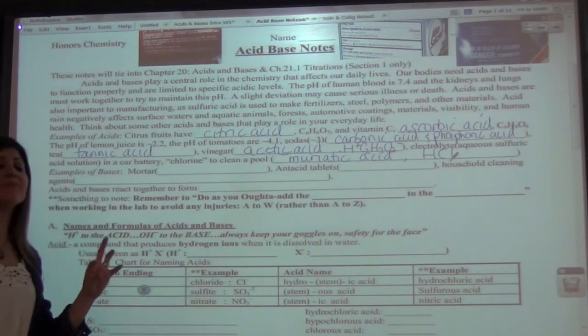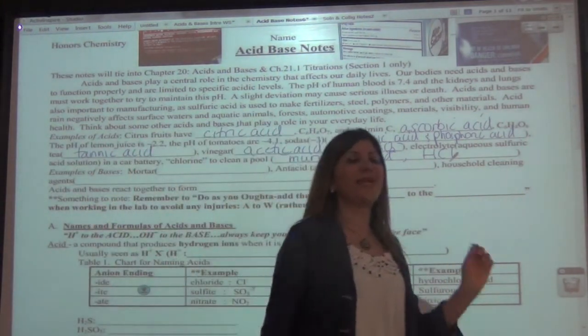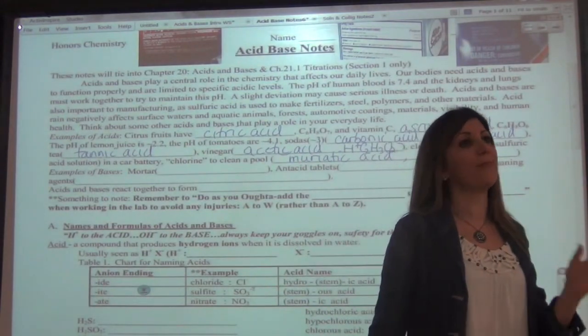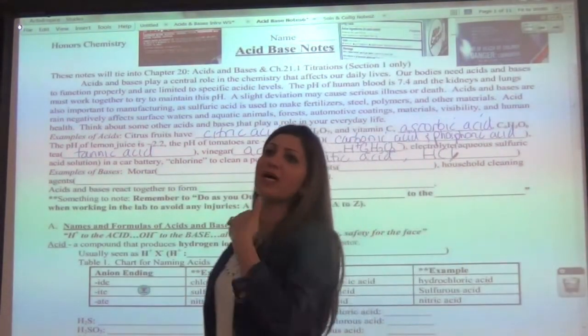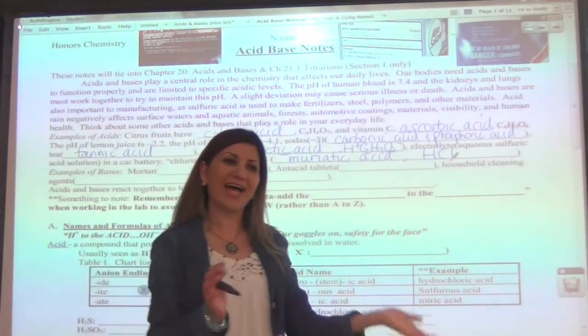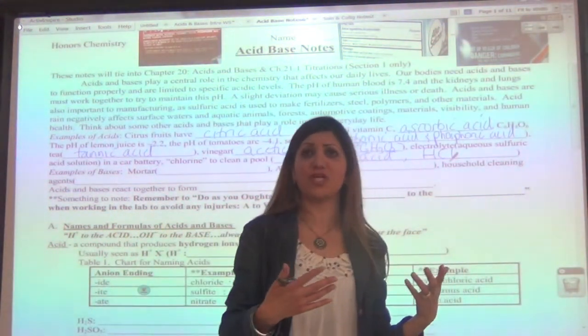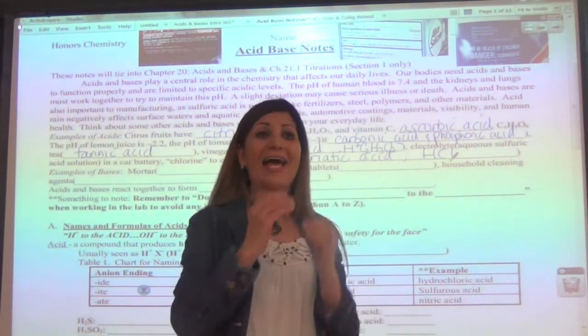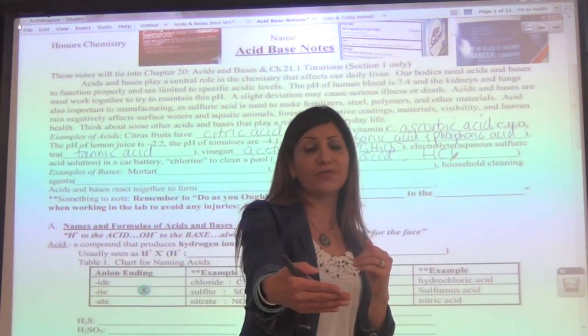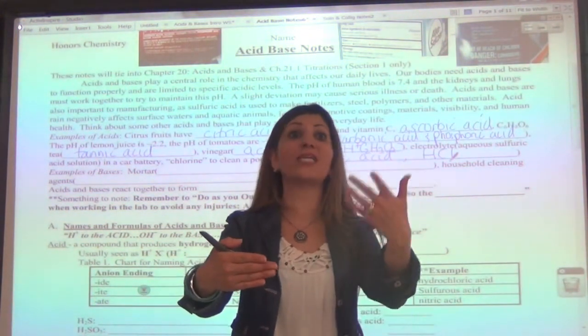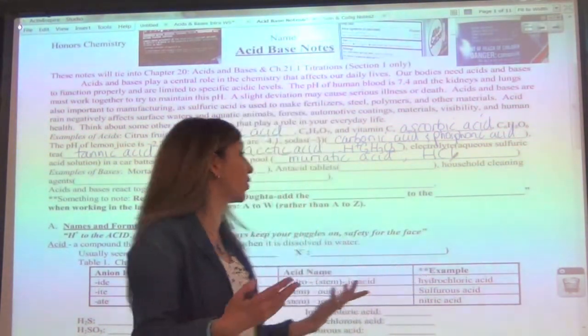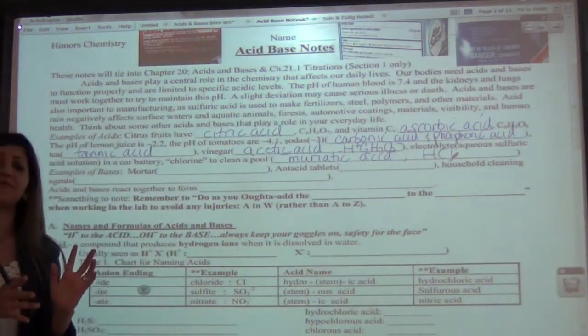Now let's talk about bases. Typically, bases will end in OH, in hydroxide, but not always, okay? Because there are multiple definitions of acids and bases, what we end up learning is called Arrhenius' definition. It basically just says that acids release hydrogen ions when they're in solution, and bases release hydroxide ions. That's the definition that we're going to end up using. But there are other definitions.